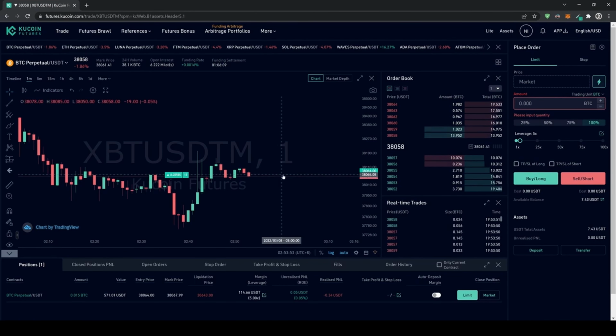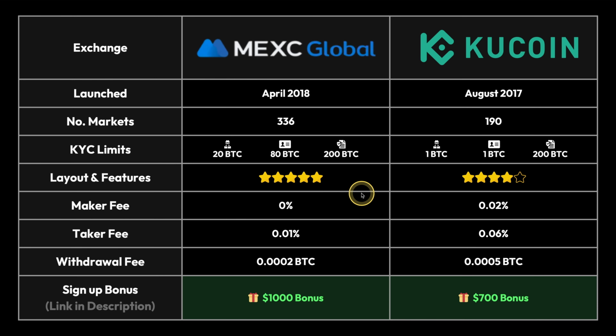So KuCoin, a big exchange with a lot of history. Its futures platform is definitely also usable. Overall, compared to many other exchanges, both of these platforms have a good UI. Overall, I personally prefer MEXC Global, but of course it's always just a matter of preference and this rating is just my personal opinion. Let's now take a look at the order fees that you always have to pay when opening and closing a position.